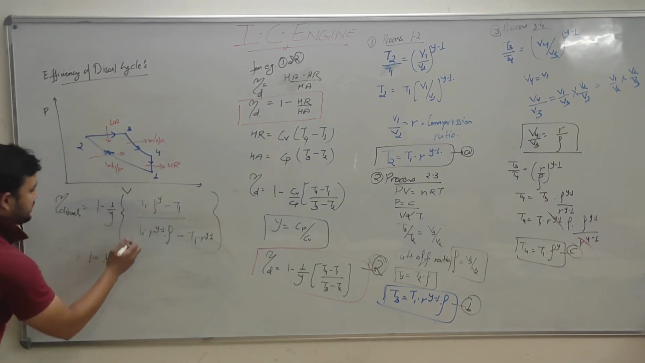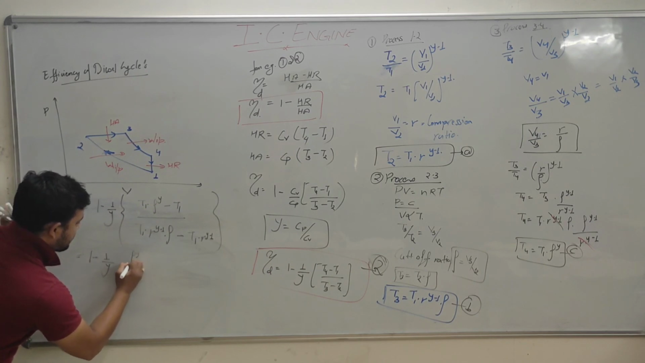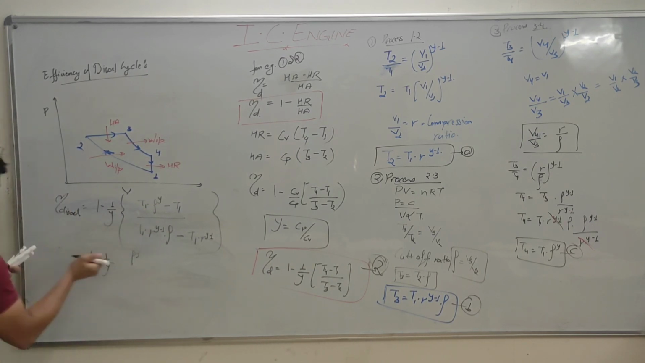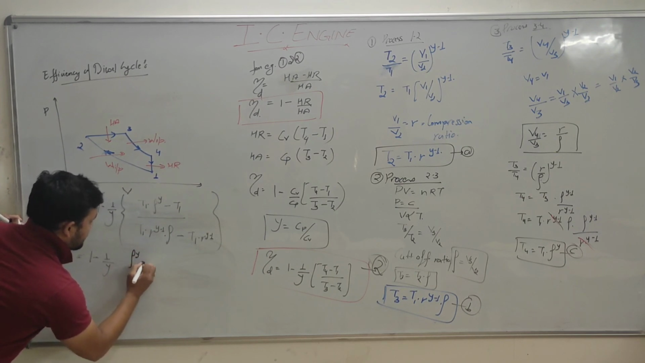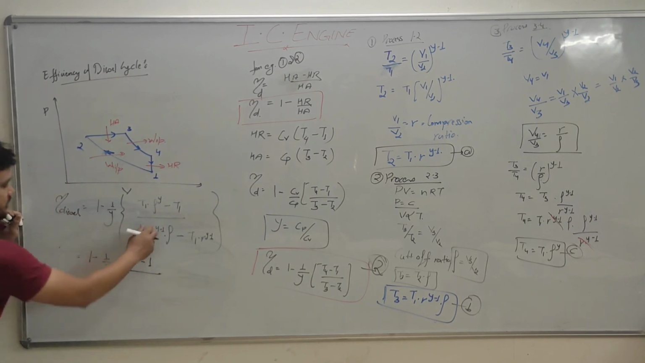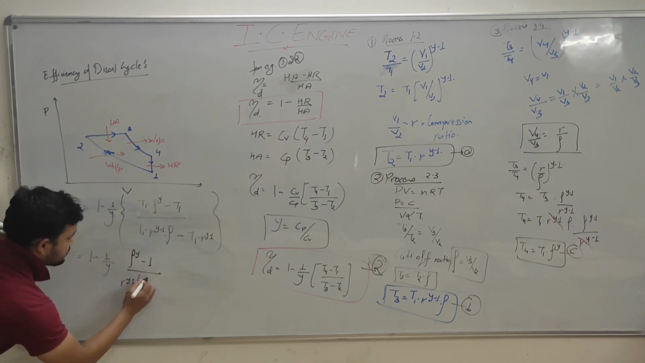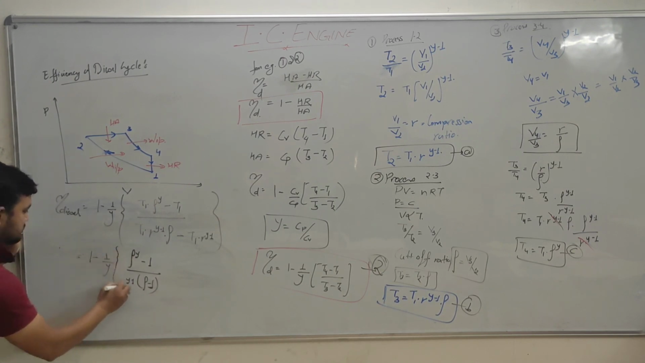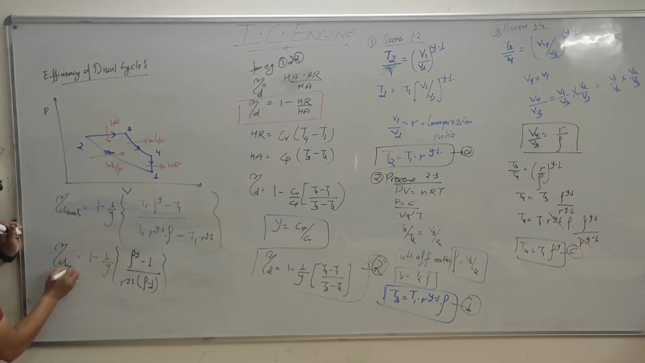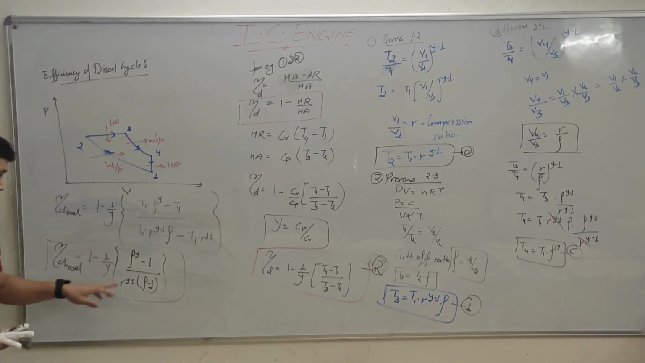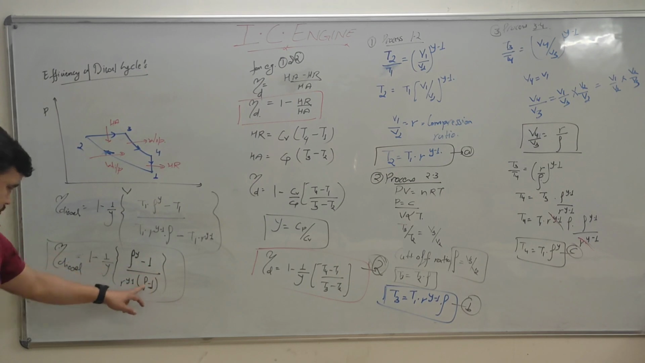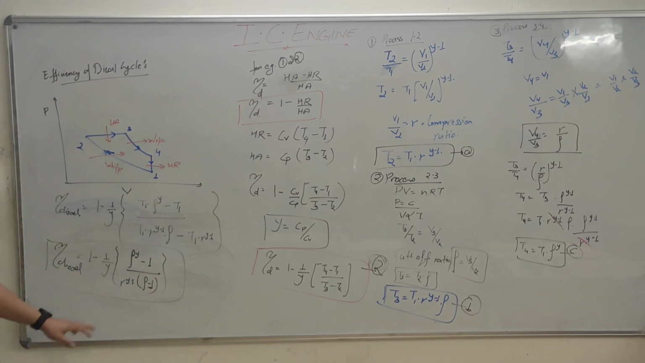So what will be left in the numerator? Rho to the power gamma minus 1 upon R to the power gamma minus 1 into rho minus 1. This will be the efficiency of diesel cycle. So what is the efficiency of diesel cycle? 1 minus 1 upon gamma, bracket, R to the power gamma, rho to the power gamma minus 1 upon R to the power gamma minus 1 into rho minus 1. This will be the efficiency of diesel cycle.